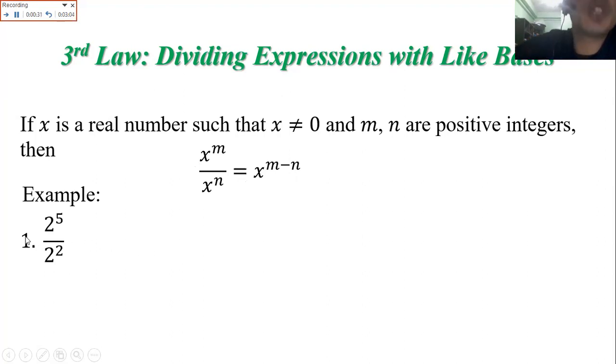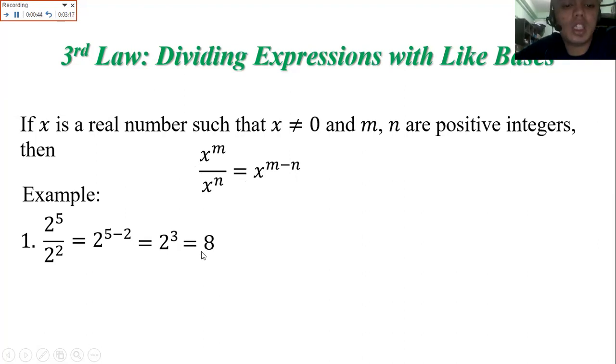Example, we have 2 raised to 5 over by 2 squared. Copy the base, then subtract the exponents. 2 raised to 5 minus 2, that is equal to 3. So 2 cubed is equal to 2 times 2 times 2, and that is equal to 8.